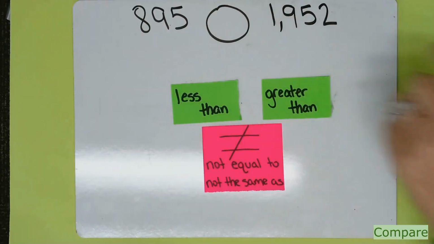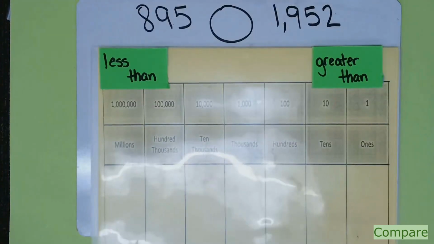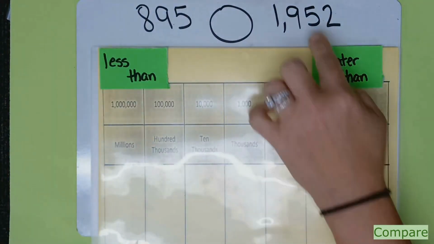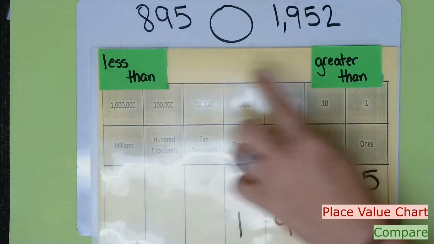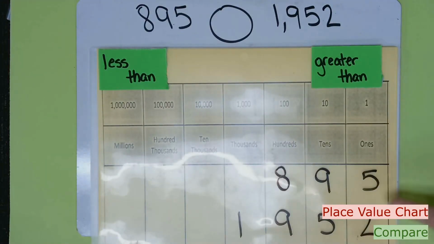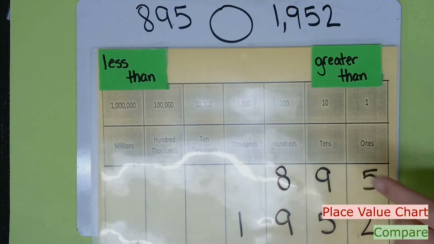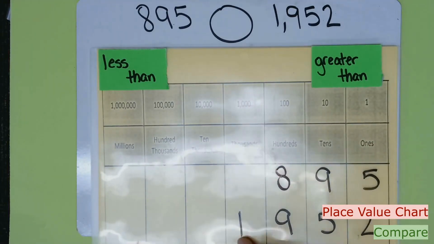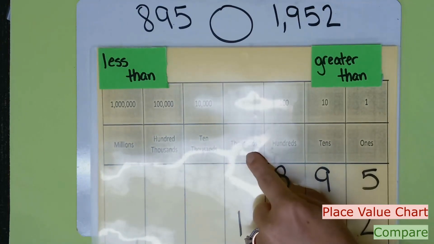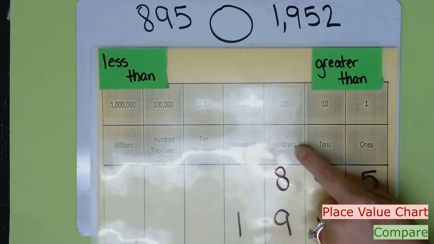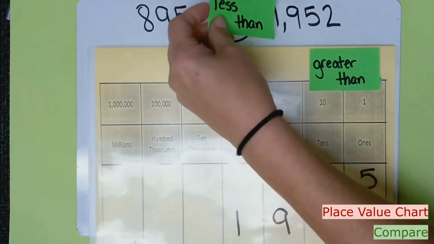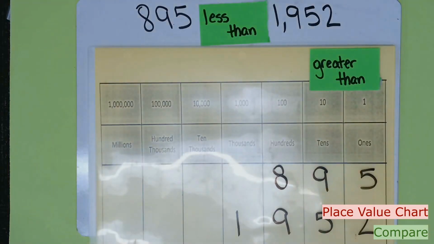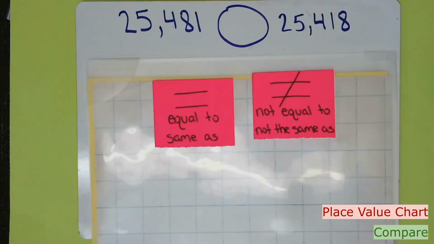Another strategy to help students, again, reinforce that we don't start with the ones place in comparing numbers is bringing back that place value chart. Having students put both numbers in the place value chart so that they can see that one of my numbers only goes to the hundreds place, but the other number has thousands place, which I know is greater than hundreds. So then therefore I would say 800 is less than 1,000.